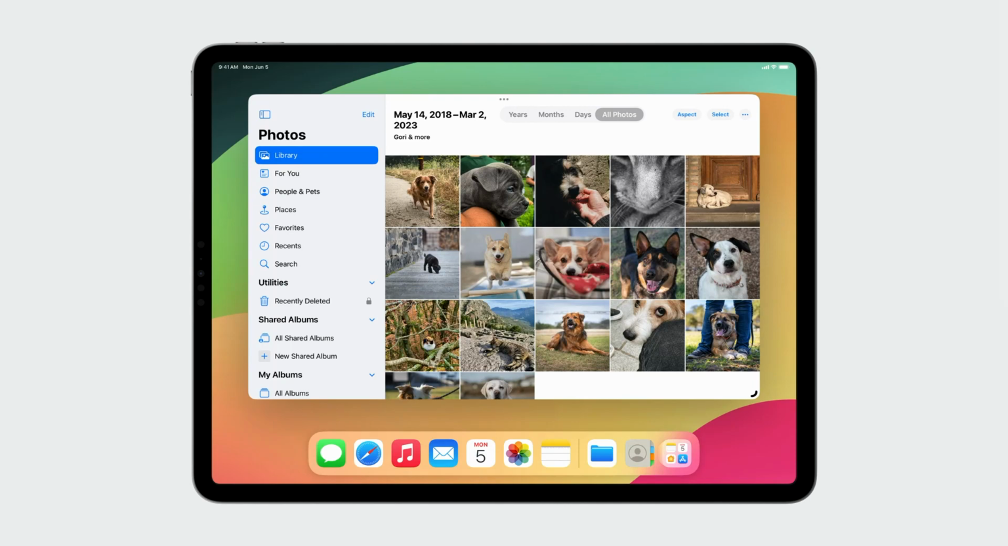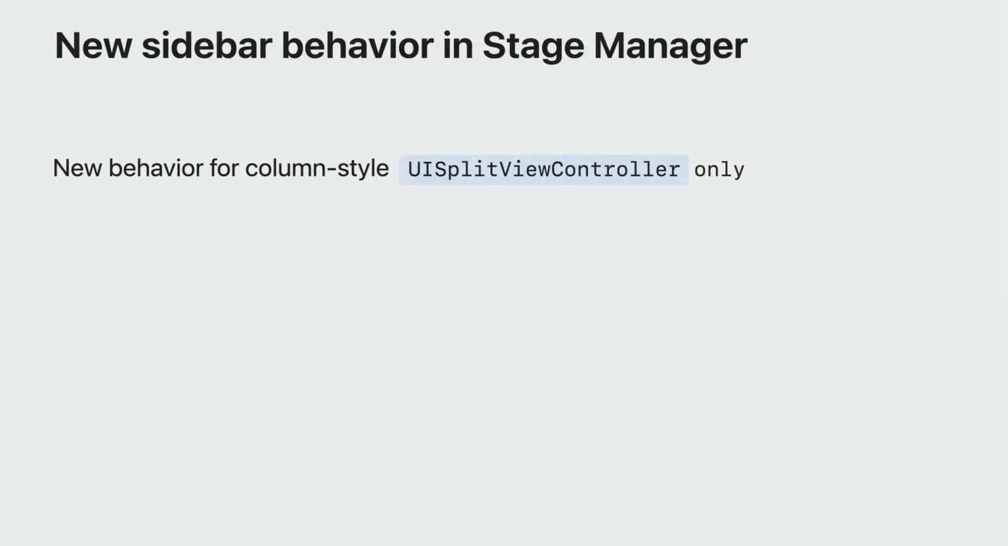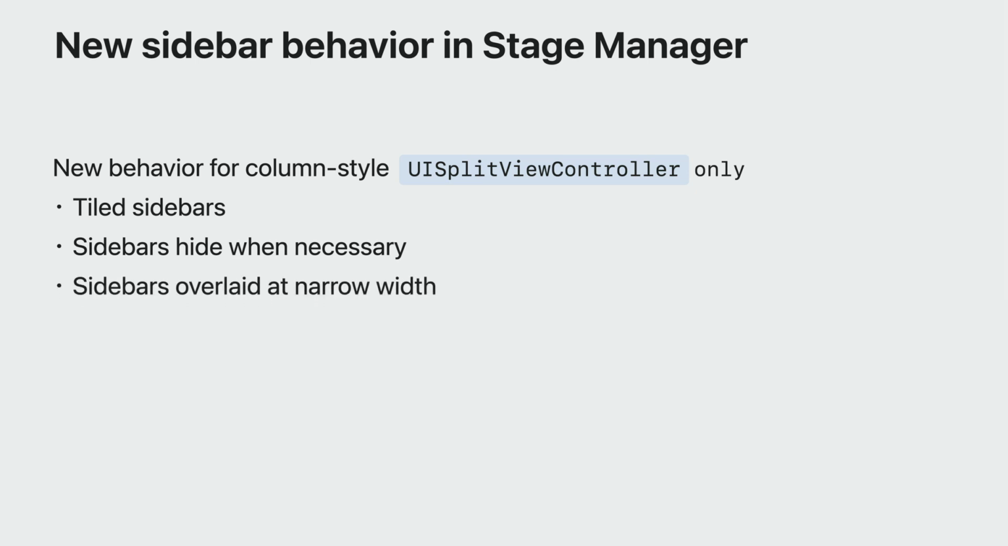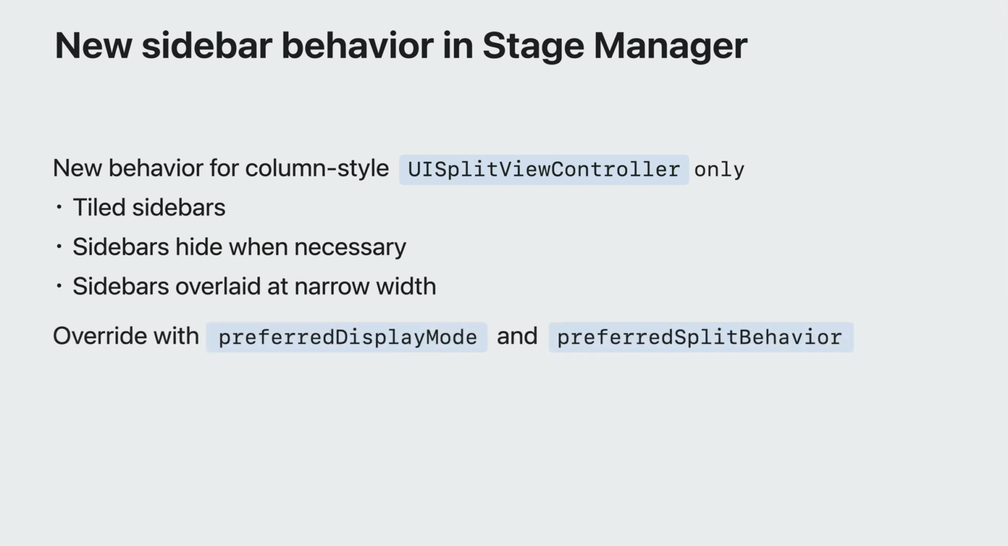Triple column split view controllers, such as in Mail, behave similarly. This new behavior happens with UI split view controllers created with a double column or triple column style. To summarize, the automatic behavior tiles the columns whenever possible, hides sidebars as necessary when width is decreased, overlays or displaces the secondary column with a sidebar if there is not enough room to tile when the sidebar button is tapped. And you can override the behavior in your application using preferred display mode and preferred split behavior.